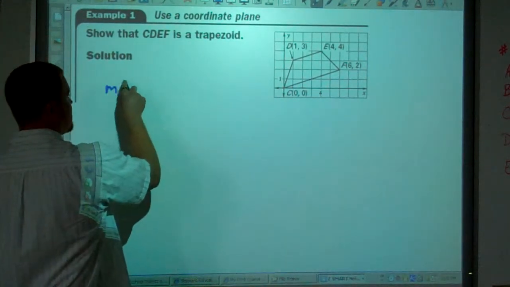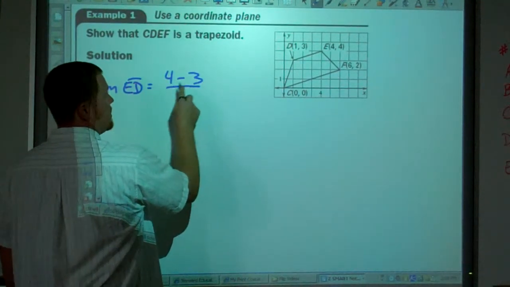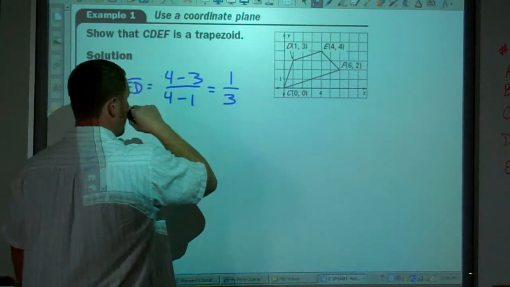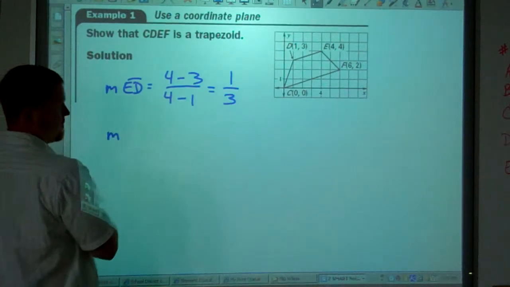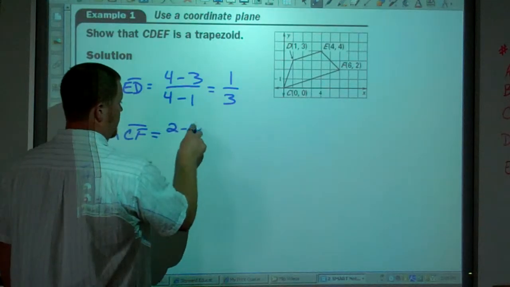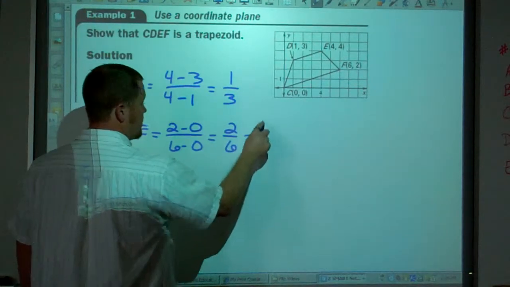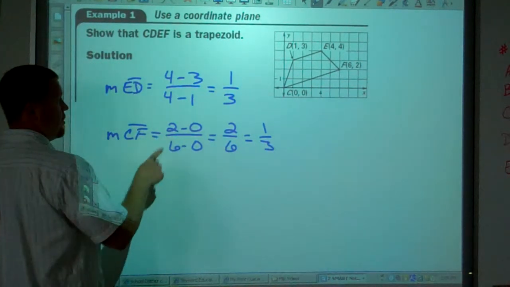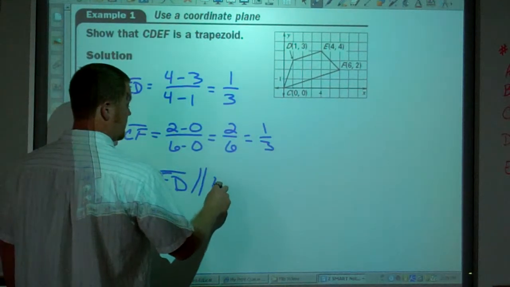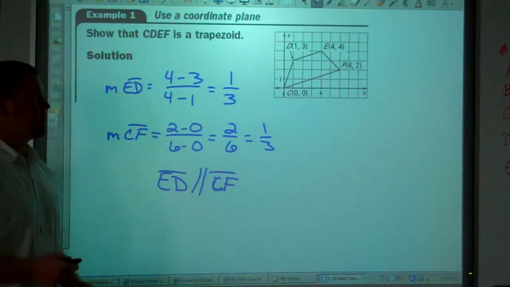So I'm going to find the slope of segment ED, which is 4 minus 3 divided by 4 minus 1. 4 minus 3 is 1, 4 minus 1 is 3, so 1/3. And then I want to find the slope of segment CF, which is 2 minus 0 over 6 minus 0, which is 2 over 6, which is equal to 1/3. So slopes are the same. That means segment ED is parallel to segment CF. Therefore, it is a trapezoid.